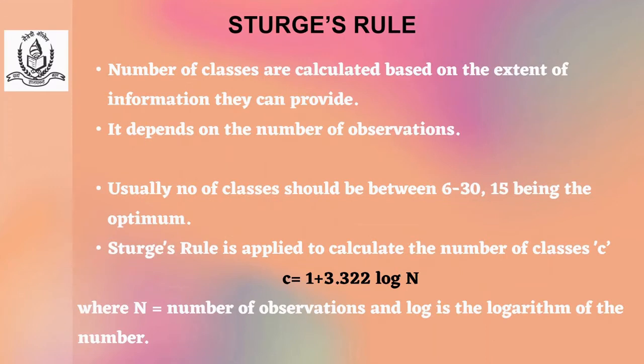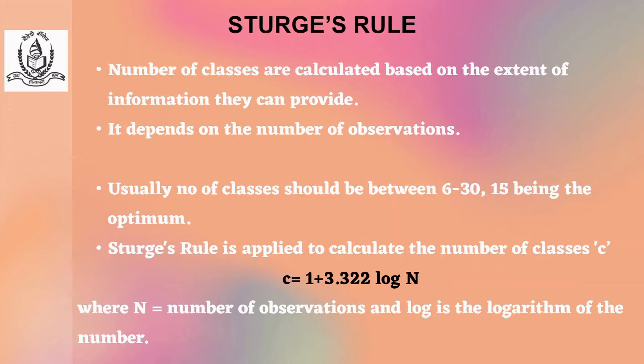How do we establish the number of classes? Sturge's rule is a helpful equation which helps us in calculating the number of classes so that information is not misrepresented in our data analysis. Number of classes depends on number of observations. Usually, an optimum number of 15 is considered. However, a range between 6 to 30 is also used.